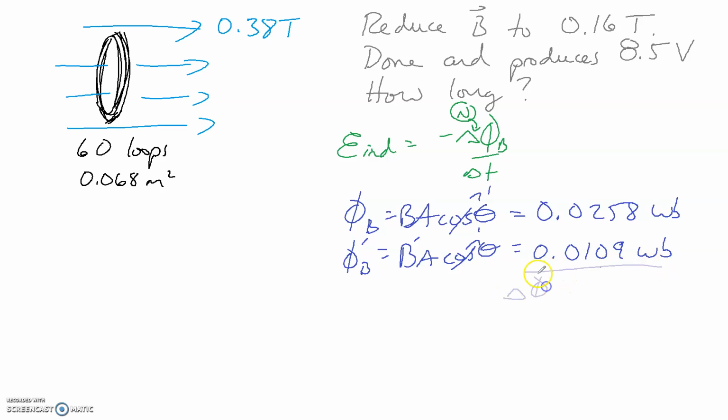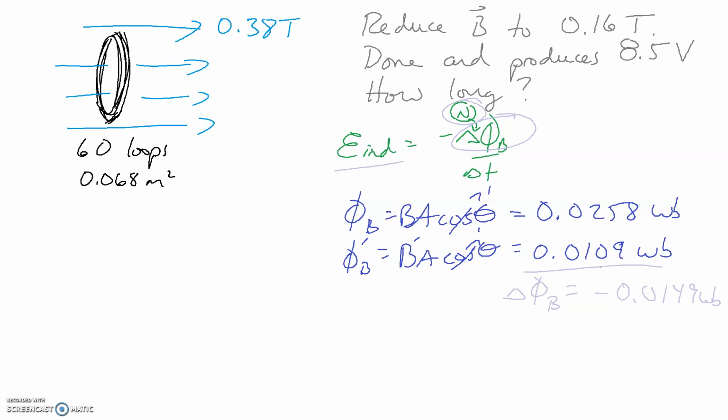It's not about how much field I have, it's about how much my field changes. So if I find my change in flux, I'll just subtract the two. I take my second one, subtract my first one, and my change in flux is negative 0.0149 Webers. Now I've got my change in flux, I have my N value, I have my induced EMF. Time is the only thing I don't have, so now I can put everything together.